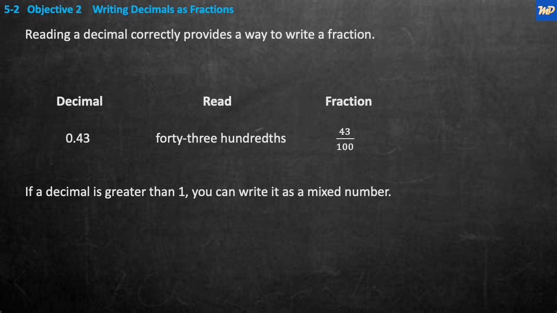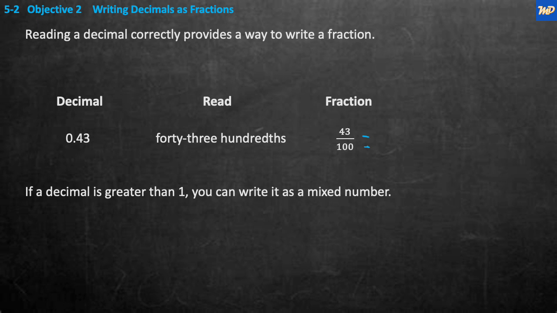Objective 2, writing decimals as fractions. Reading a decimal correctly provides a way to write the fraction. So let's look at this. We have the decimal, then the way we read it, and then how we write it as a fraction. We start off with the decimal 0.43. If you read it as 43 hundredths, you can write the fraction as 43 hundredths. That's pretty simple.